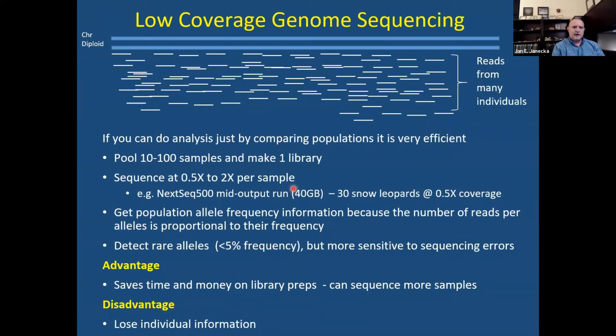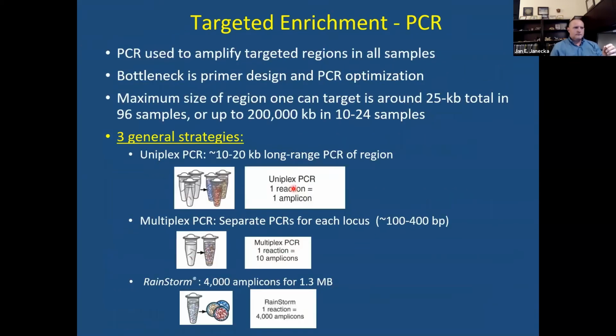However, the disadvantage is that you lose individual data, right? So basically you're treating populations as a pool. Now in some types of analyses, like in some approaches to landscape genetics, that's okay. In other cases, you need individual information, right? A way to get the individual information is, again, to do some kind of target enrichment.